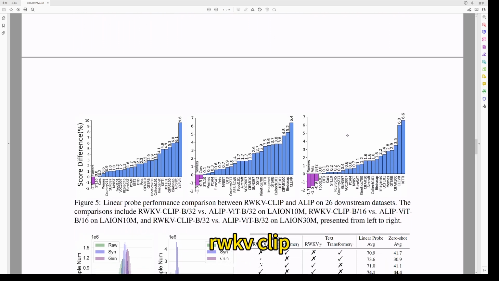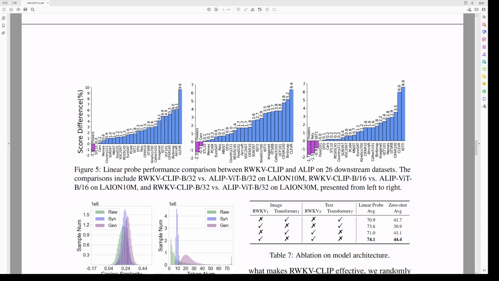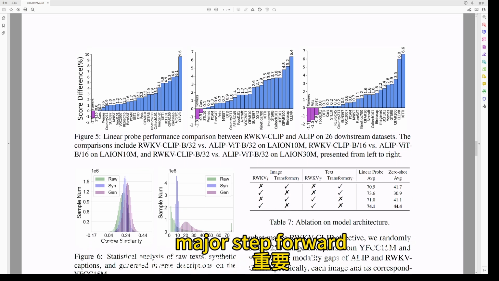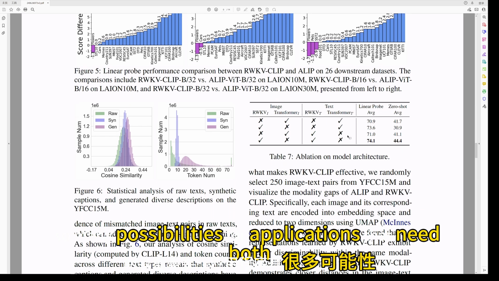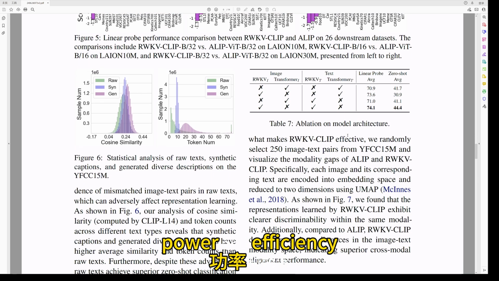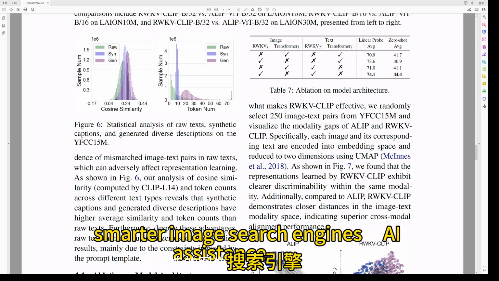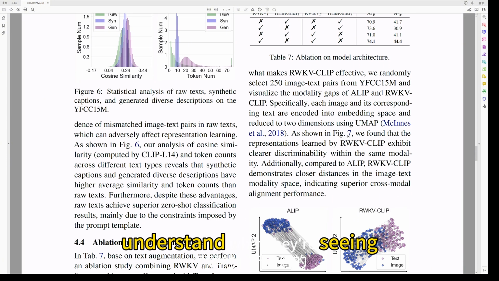That's incredible. RWKV-CLIP sounds like a major step forward. It really is. And it opens up so many possibilities for applications that need both power and efficiency. Like what? Well, think smarter image search engines or AI assistants that can understand what they're seeing.